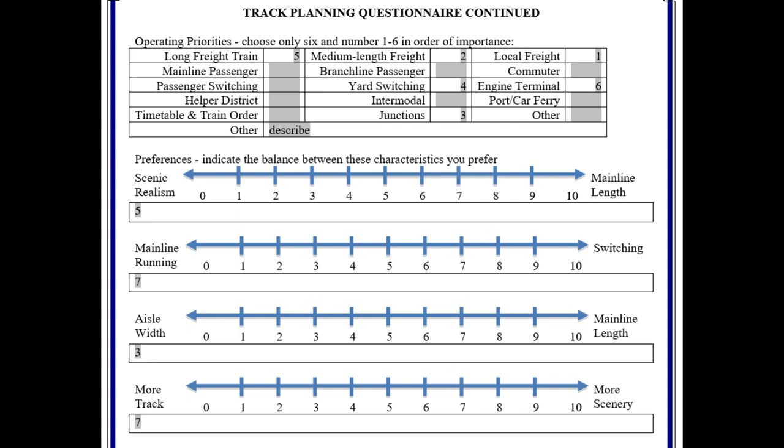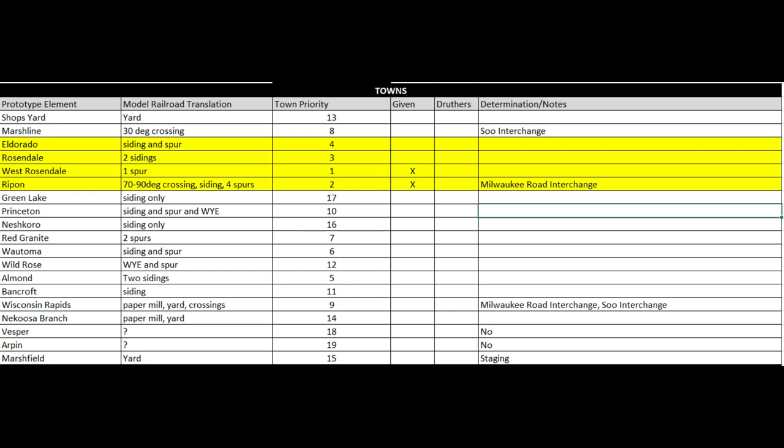So after I took a look at Bob's track plans, Givens and Druthers sheet, I wanted to dive in a little deeper. So I made my own Microsoft Excel Givens and Druthers sheet and copied some of the things that Bob had on his sheet. But I wanted to look at the prototype elements and I wanted to start with the towns themselves. So I laid out all 19 station stops on the Chicago Northwestern Marshline sub, and I started to prioritize them and did 1 through 19 on there and wanted to pick my top four for this layout.